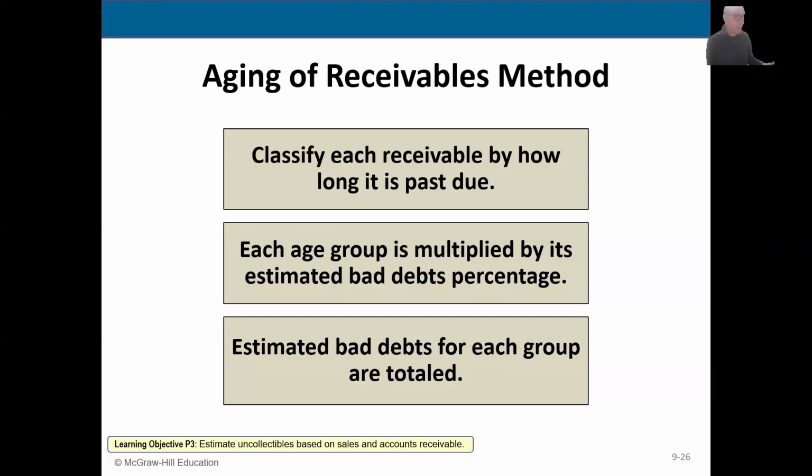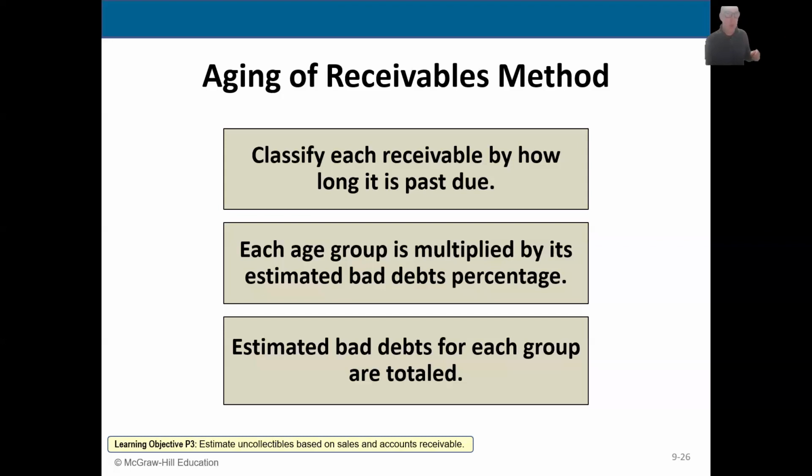Like, for example, if it's current, meaning it's not late, there's a great chance we're going to be able to collect that account receivable. But if it's 1 to 30 days past due, there's a small chance we're not going to be able to collect it. If it's 31 to 60 days past due, okay, there's a better chance that we're not going to be able to collect it. If it's 61 to 90 days past due, there's a really good chance they're not going to pay that bill. If it's 91 days or more past due, there's a great chance we're not going to be able to collect it. You see? So the older it is, the less likely it is that we're going to be able to collect.